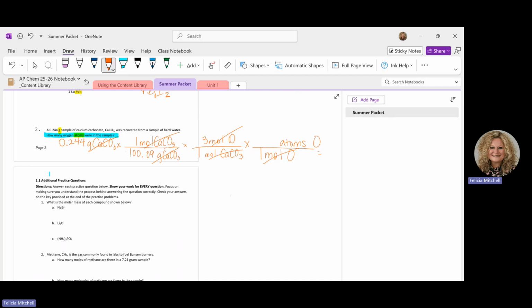Well, how do I know how many atoms are in a mole? 6.02 times 10 to the 23rd. And you should get 1.47 times 10 to the 23rd.